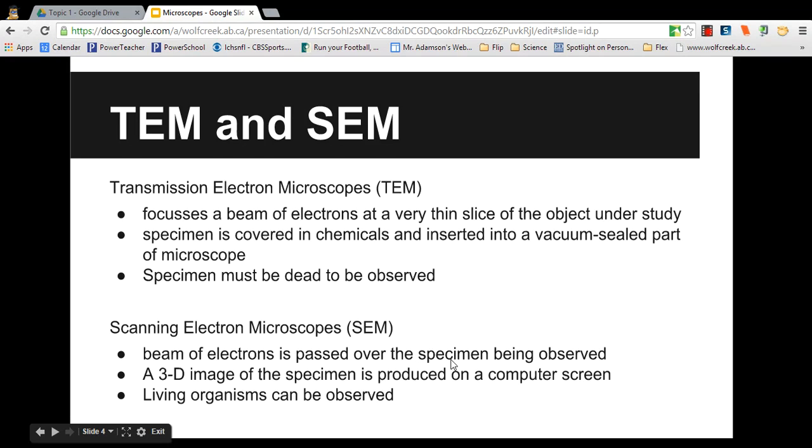Then the next one is the scanning electron microscope, or the SEM, and a beam of electrons is passed over the specimen being observed. A 3D image of the specimen is produced on a computer screen, and this is where you can look at living organisms. You can see them move. If you're going to look at bacteria and things like that, that's really cool.